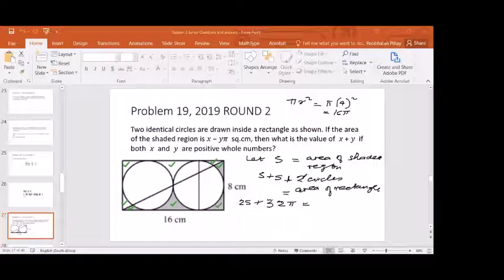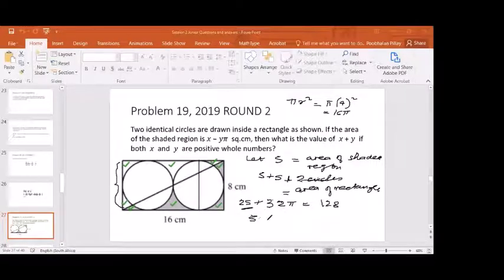Right, so this has been taken care of. And that's equal to the area of the rectangle. Oh, but the area of the rectangle you knew in grade 4 or 5 or whatever, I don't know. So it's length times breadth, 16 times 8. And 16 times 8 is 128. Okay, so now your unknown is 2S.